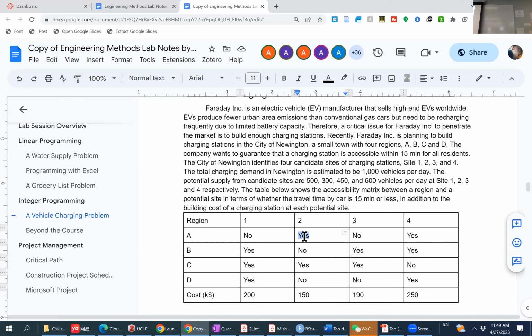With all the 3 components: formulate the problem in words, in expressions, and solve it in Excel.